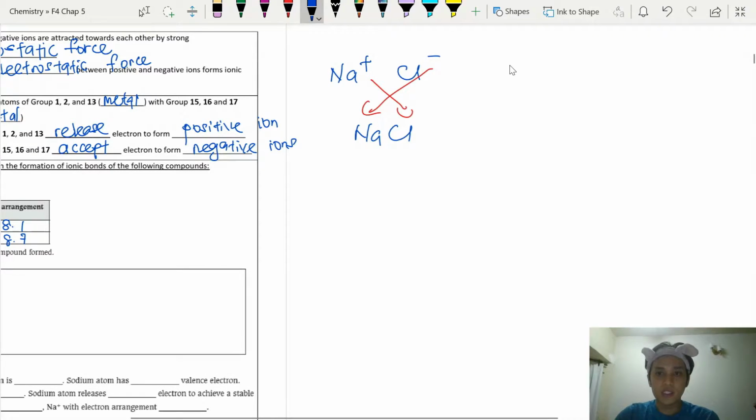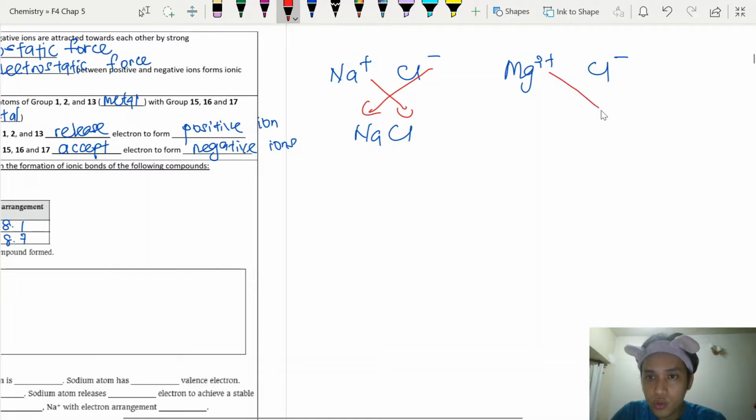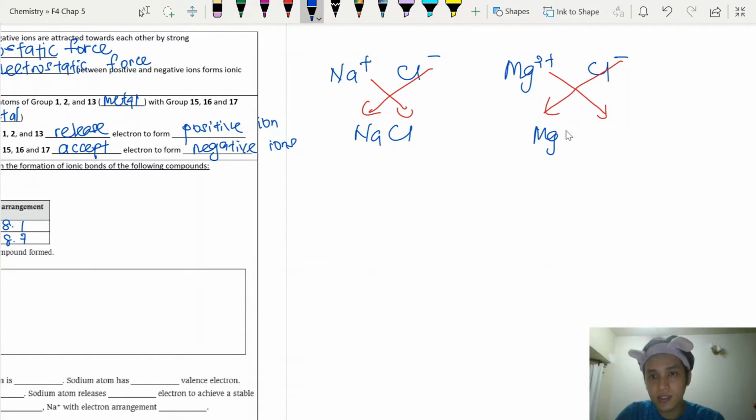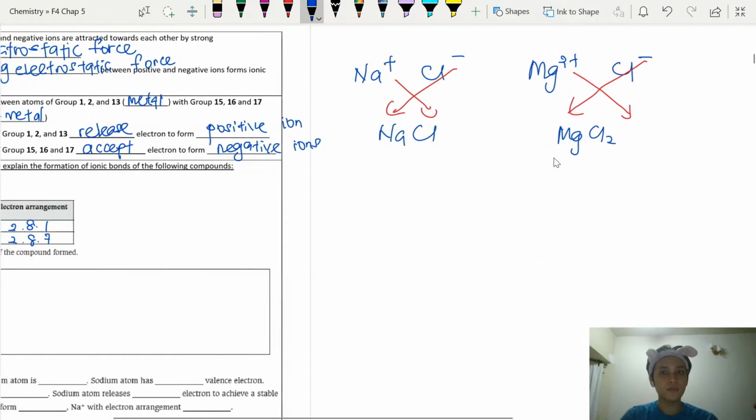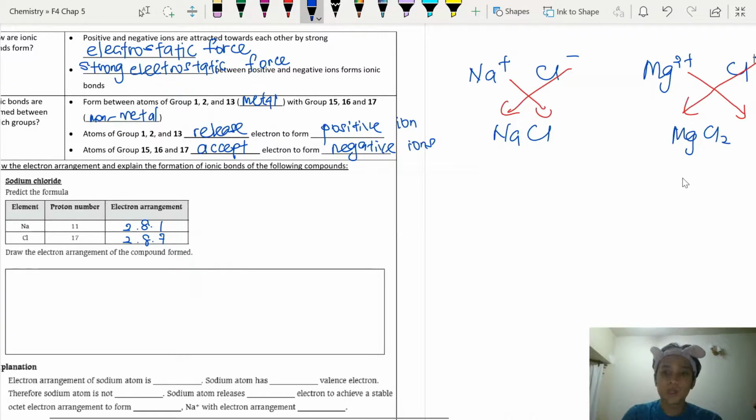Now let's say for example, magnesium is 2 plus, I hope you still remember your charges. I did mention that you need to memorize all your charges. So you switch your charges, 2 here, 1 here, so this one will become MgCl2. In chapter 3 you already know how to write the chemical formula of a compound when you mix two different ions. Here we're going into more detail. We are going to show how we get this one and this one.